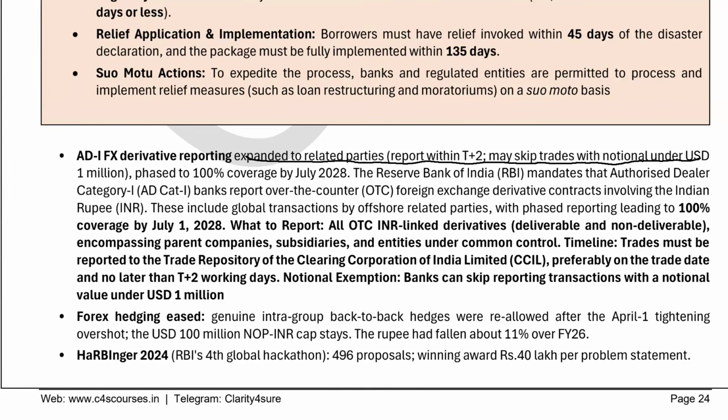AD1 FX derivative reporting is expanded to related parties, reported within T+2, and banks may skip trades with notional under USD 1 million, with phased 100% coverage by July 2028. The Reserve Bank of India mandates that Authorized Dealer Category 1, that is AD-CAT 1, banks report over-the-counter OTC foreign exchange derivative contracts involving the Indian rupee, INR. This includes global transactions by offshore related parties, with phased reporting to 100%. Coverage is by July 1st, 2028.